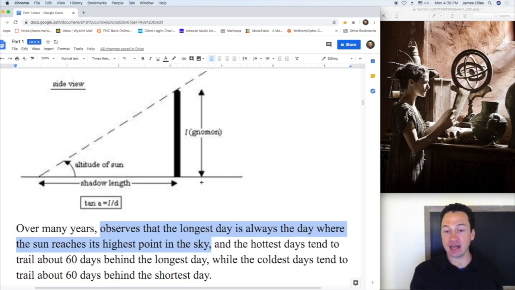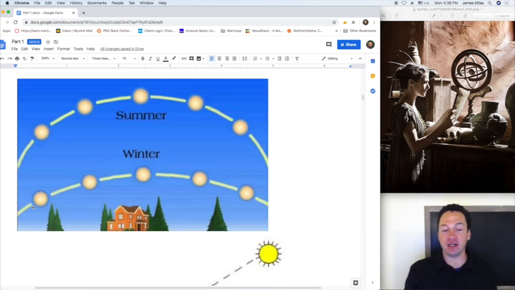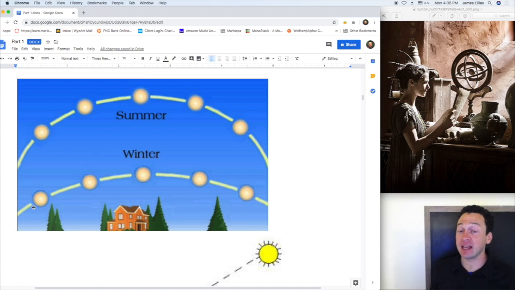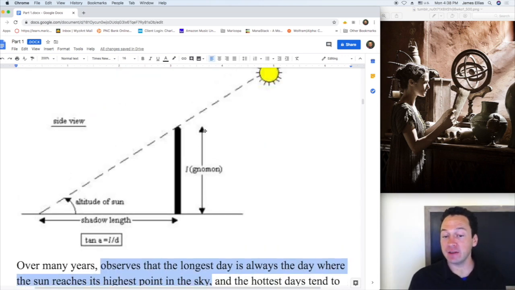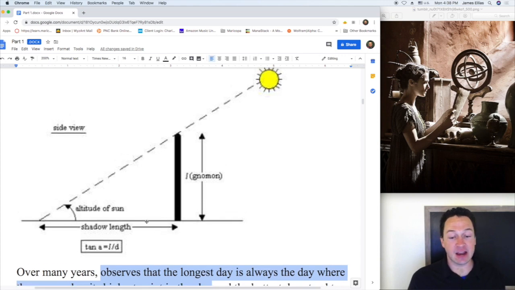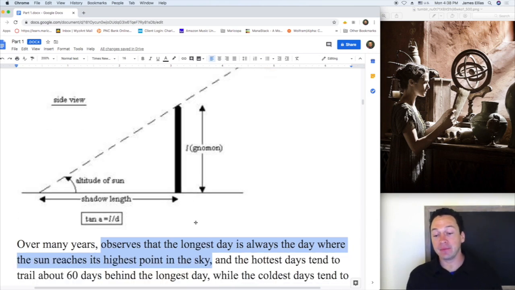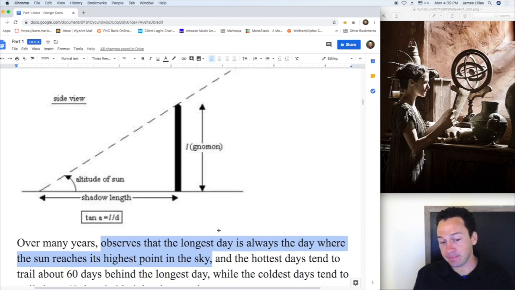You can see again, during different parts of the year, the sun will take different paths. On the longest day, that is the arc that the sun takes which is highest. And so on the longest day of the year, the sun achieves its shortest shadow length when it reaches its highest point, the shortest shadow length for the whole year. And again, that also happens to be the longest day.